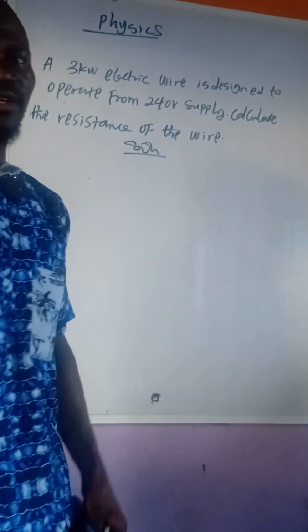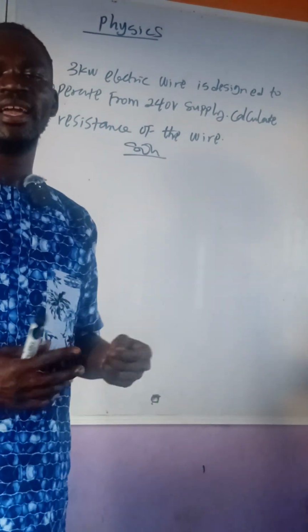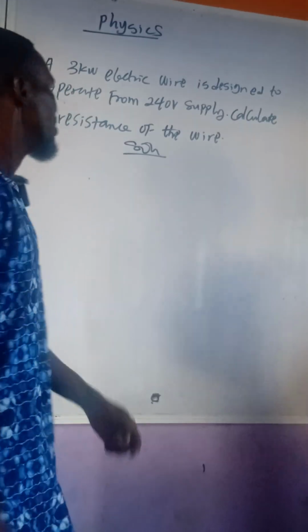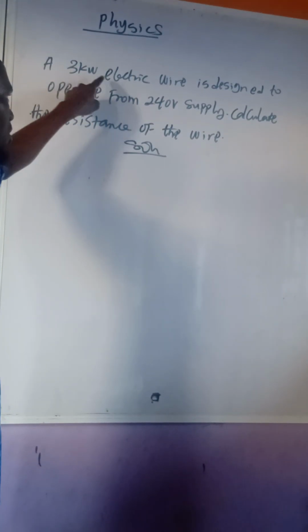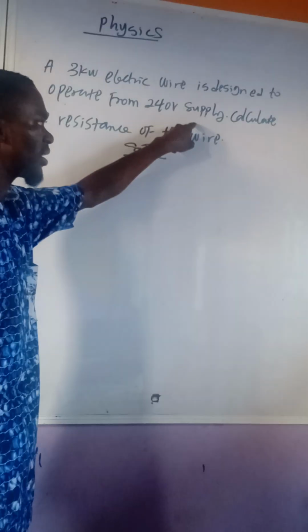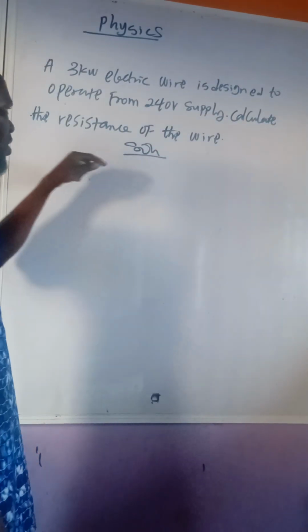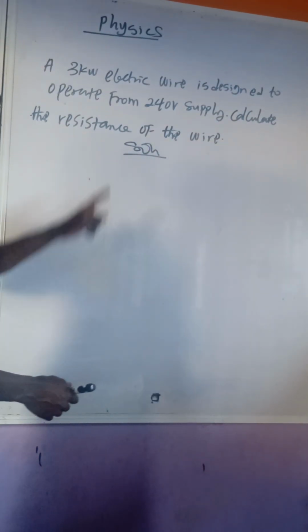Let me show you how to solve another question under electrical energy and power. Now we have a question: a 3 kilowatt electric wire is designed to operate from a 240-volt supply. We have to calculate the resistance of the wire. We have a solution in this case.